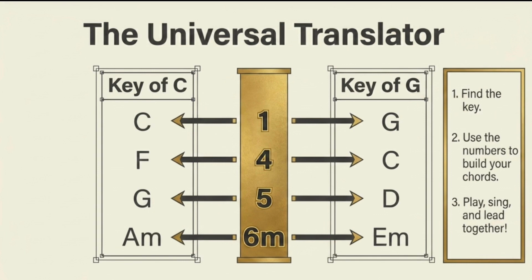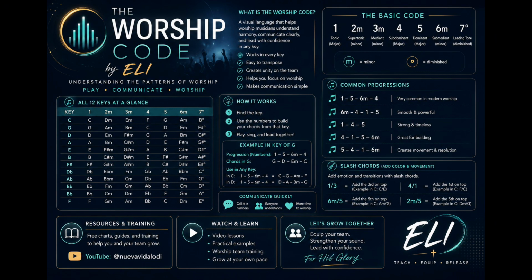Okay, so if the progression is a 1, 5, 6 minor, 4, and we are in the key of G, that translates to G, D, E minor, and C. Exactly. But if I realize, hey, this is way too high, and I need to drop it down to the key of C, those exact same numbers translate to C, G, A minor, and F. And the real magic there is that the physical chart never changes. The band just reads 1, 5, 6 minor, 4, no matter what key you shout out.